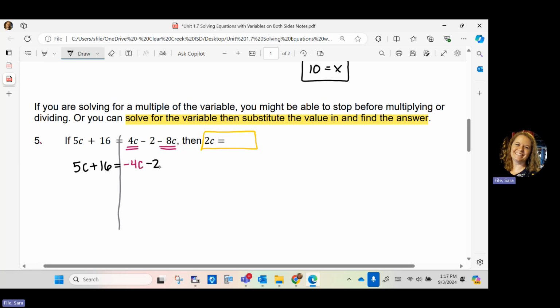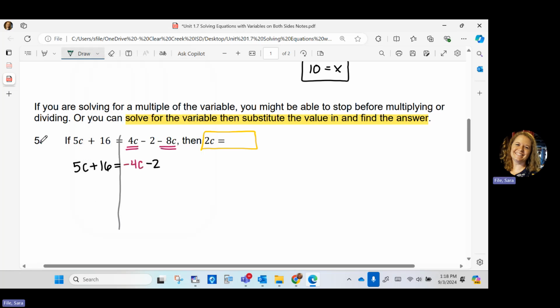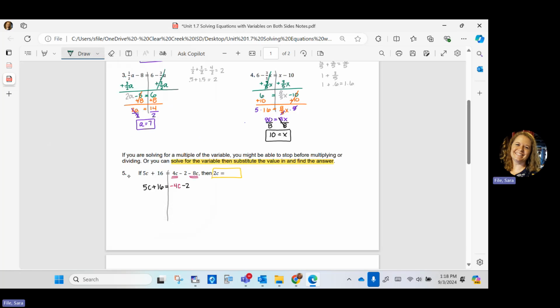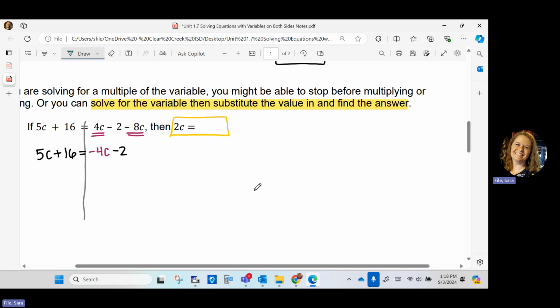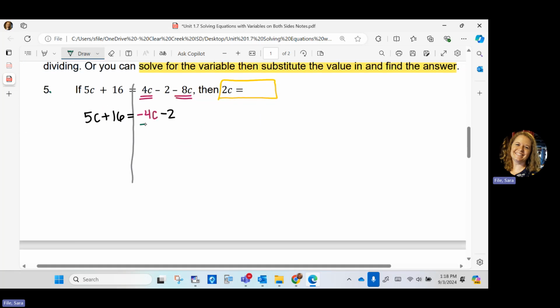Okay. Then I'm ready to move terms across. So I've got 5C and negative 4C. So the smaller variable is negative 4C. Sorry, I don't know why that zoomed out so much. Okay, so the opposite of negative 4C is going to be to add 4C. So I'm going to have 9C plus 16 equals negative 2.